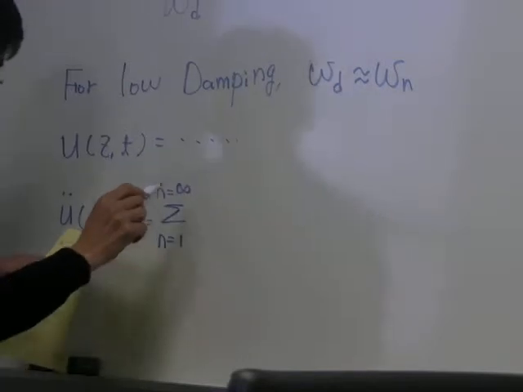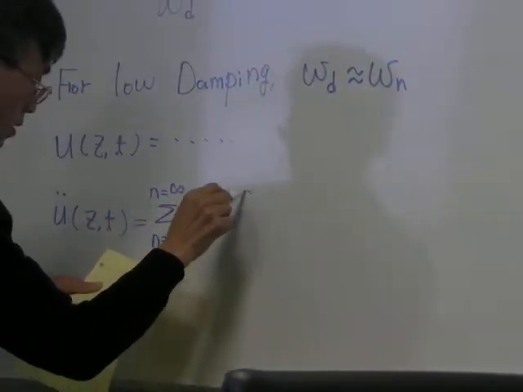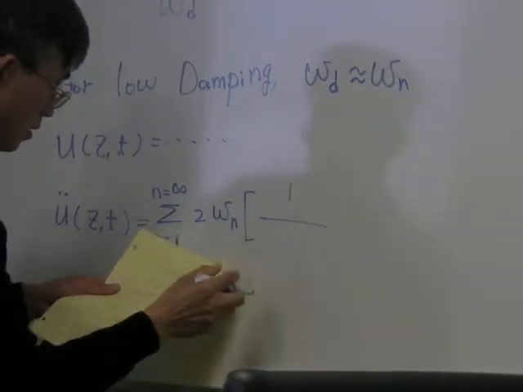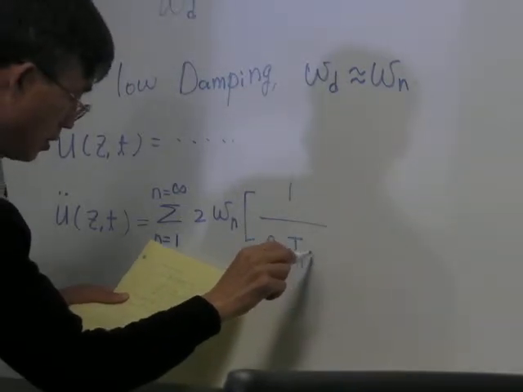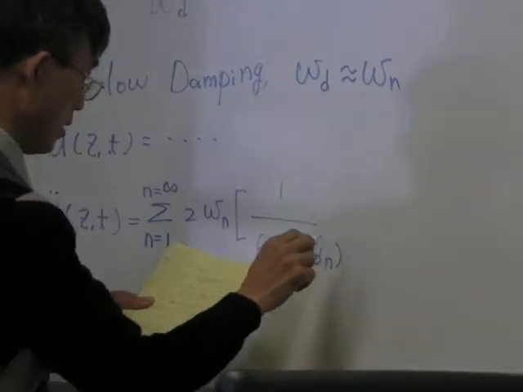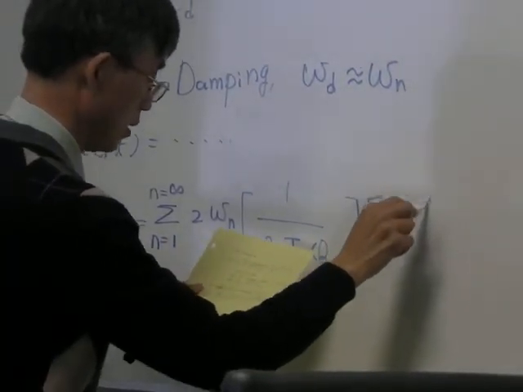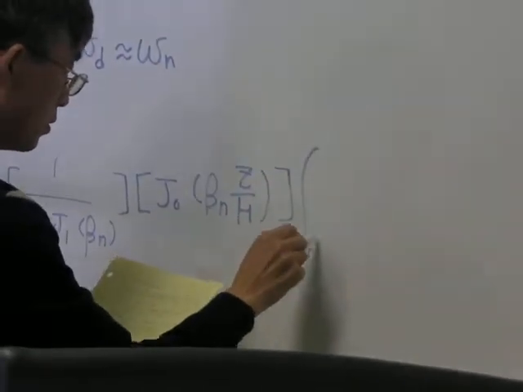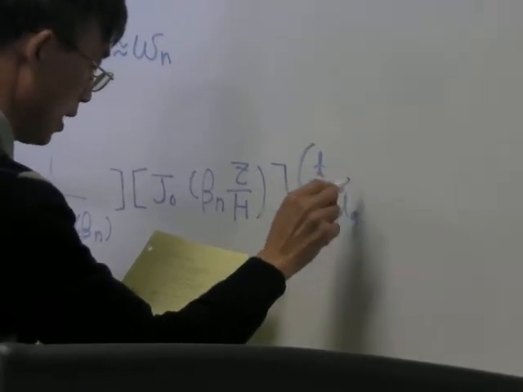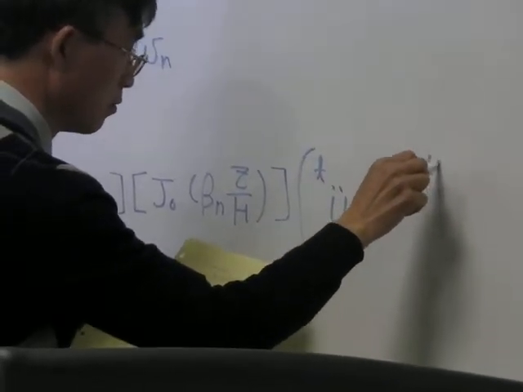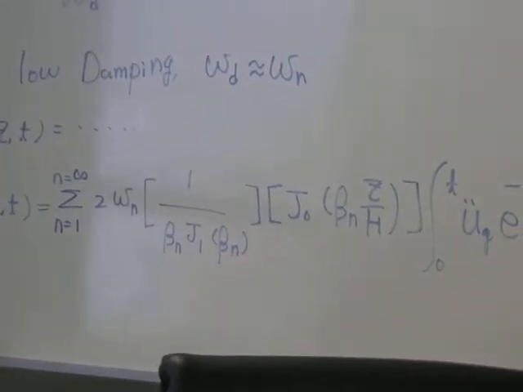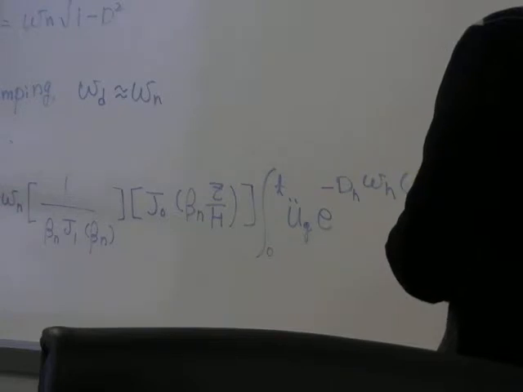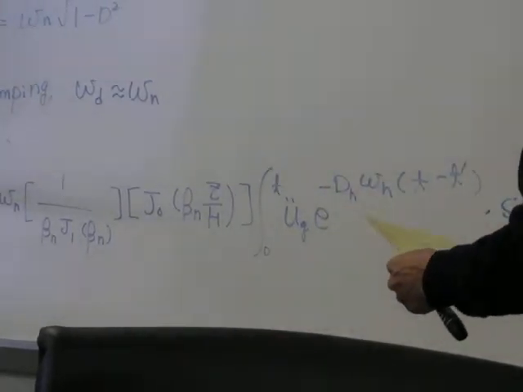the sum from n equal 1 to infinity, over omega n, J naught of lambda n z over h, the integral from 0 to t of the ground acceleration, times e to the power of minus Dn omega n, times sin of omega n prime. This equation we will say equation 1.